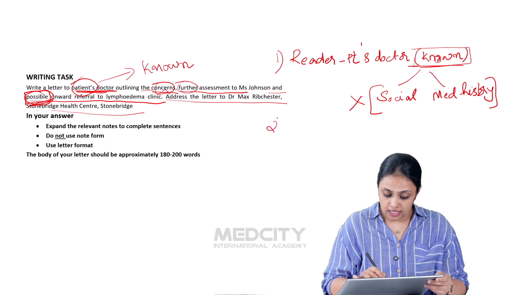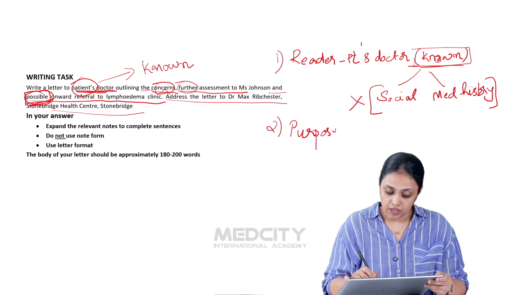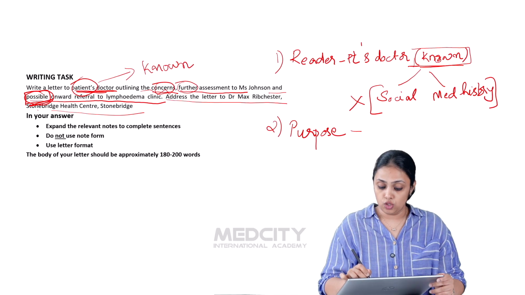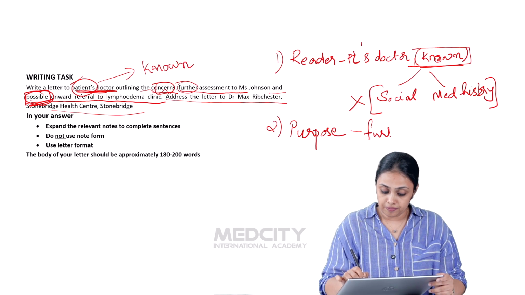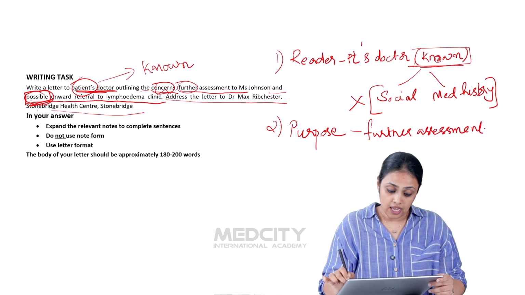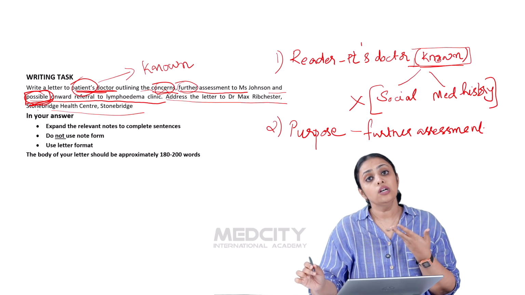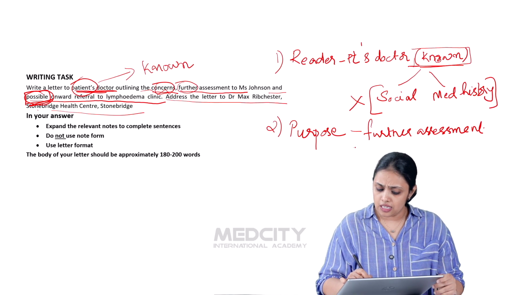Then we understand the reason or purpose of writing the letter. So what is the purpose of writing the letter? We need to request the reader to provide further assessment, and it is mentioned here that possible onward referral to lymphedema clinic. So further assessment plus possible or potential management, you can say.